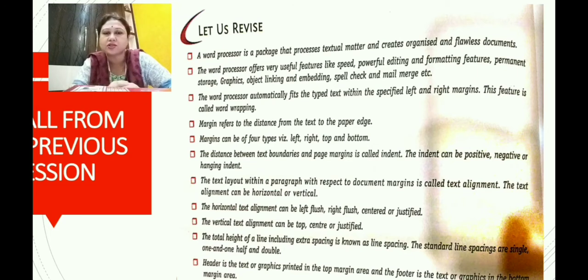Then we learned about the text layout within a paragraph with respect to the document margin, which is called text alignment, and the text alignment can be horizontal or vertical. In horizontal text alignment we have left flush, that is left align, right align, center or justified, and in vertical text alignment we have top, center and justified.